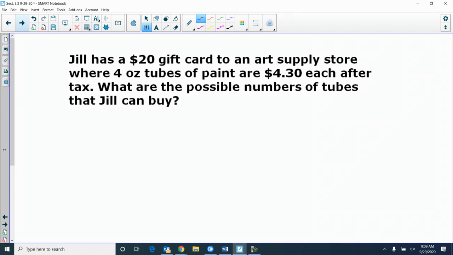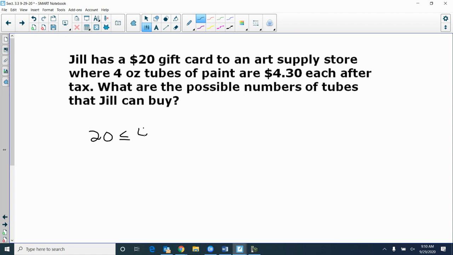20 is less than or equal to, I'm lost. What are we buying? 4 tubes of paint for $4.30. Well, not 4 tubes, but 4-ounce tubes, so don't let that throw you off. It's just telling you how big they are. It really means nothing in this problem. It's a distractor.